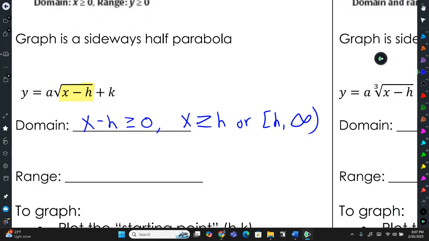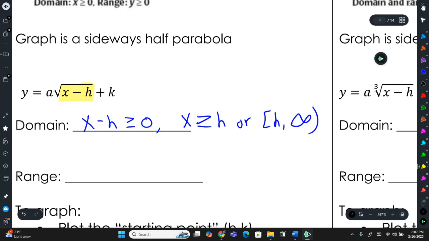X minus h being greater than or equal to 0. If I add h to both sides, that gives me x is greater than or equal to h. So I want everything that is h or bigger. Well, here I'm saying that h is included in my domain, and we go all the way to positive infinity.